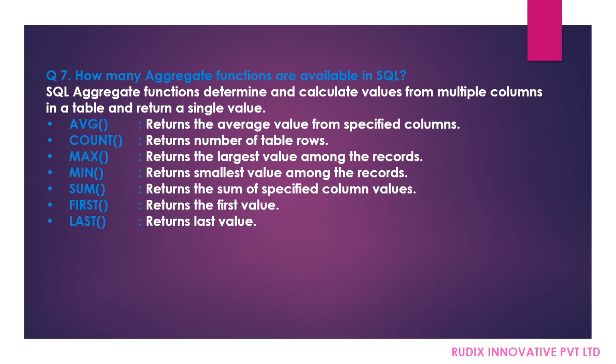Average returns the average of the values from the specified column. Count counts the number of table rows. Max returns the largest value among the records. Minimum returns the smallest value among the records. Sum returns the sum of the specified column values. First returns the first value. Last returns the last value. In this way, we have these aggregate functions available in SQL, and mostly we use these.